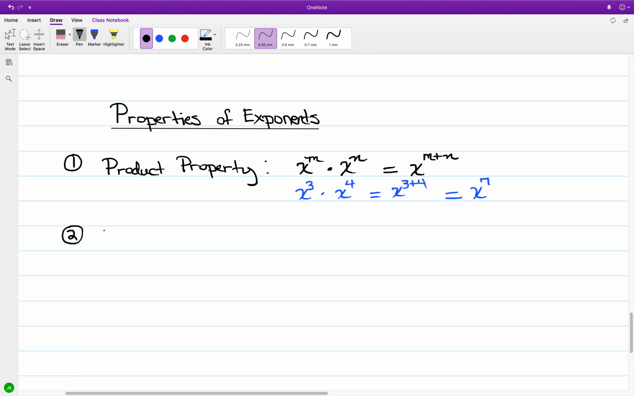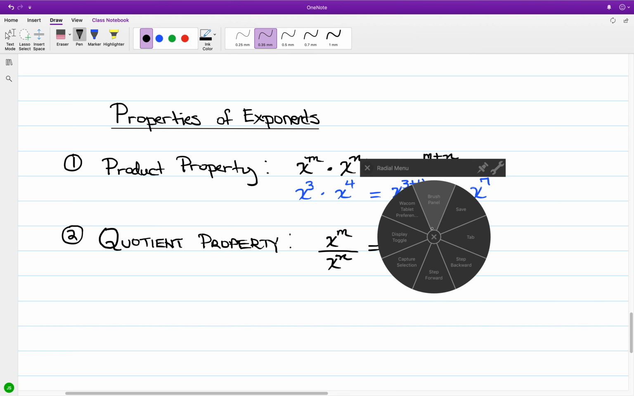Along with the product property, we have the quotient property. And in the case of quotient, what should come to mind is the operation of division. Say if we have x to the m over x to the n, this is going to lead to the operation of subtraction between the powers.